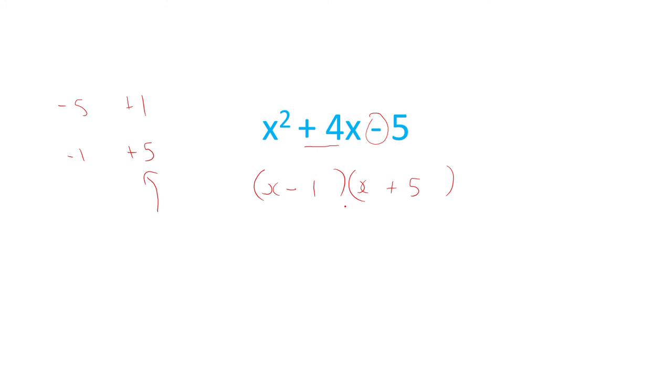So now we've factorised. If we expanded the brackets, you'd get x squared minus x plus 5x minus 5, and collecting like terms, x squared plus 4x minus 5. So that's our way of checking that we've factorised correctly.